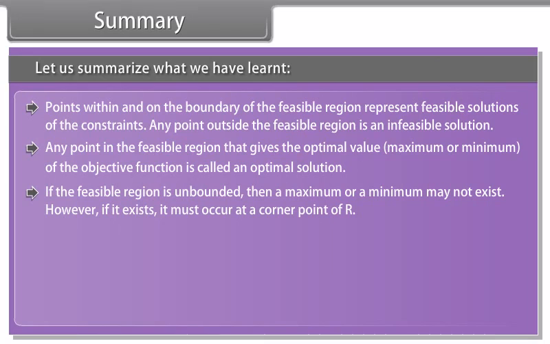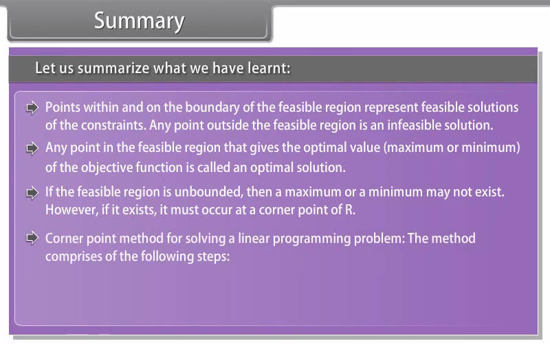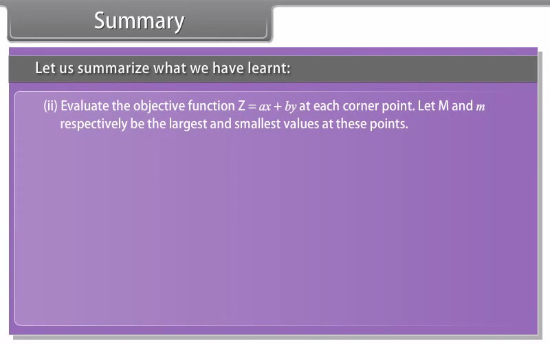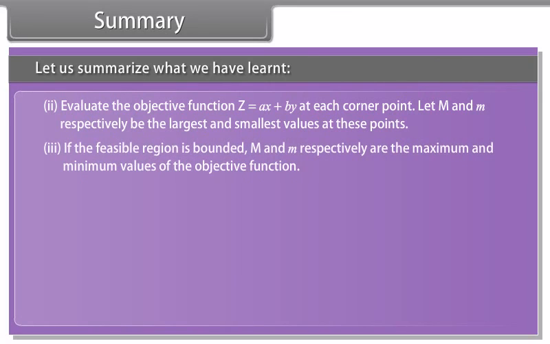If the feasible region is unbounded, then a maximum or a minimum may not exist. However, if it exists, it must occur at a corner point of R. Corner point method for solving a linear programming problem. The method comprises the following steps. 1. Find the feasible region of the linear programming problem and determine its corner points (vertices). 2. Evaluate the objective function Z equals ax plus by at each corner point. Let M and m respectively be the largest and smallest values at these points. 3. If the feasible region is bounded, M and m respectively are the maximum and minimum values of the objective function.